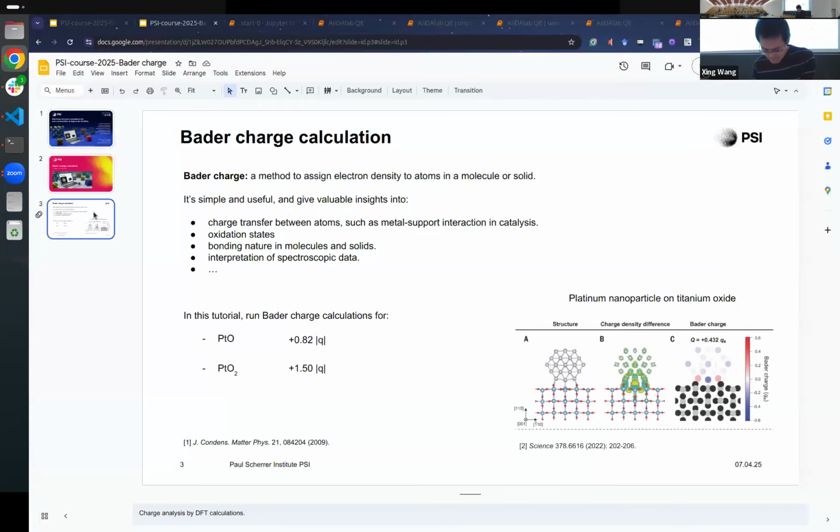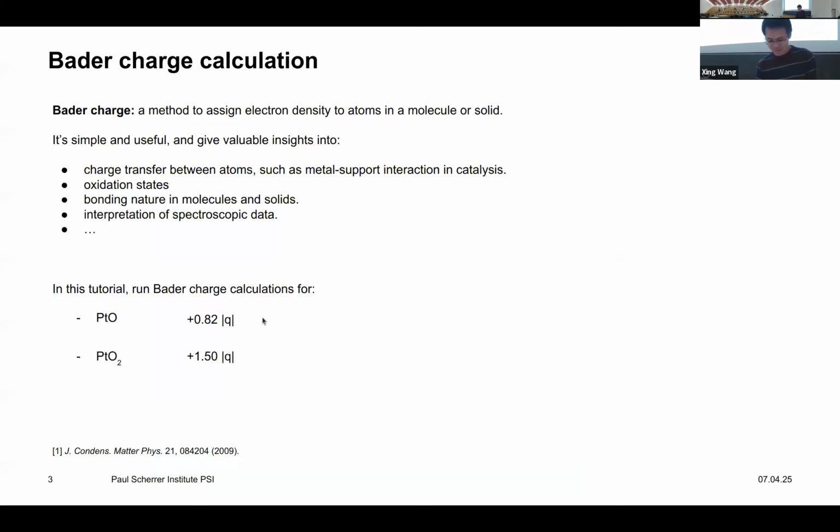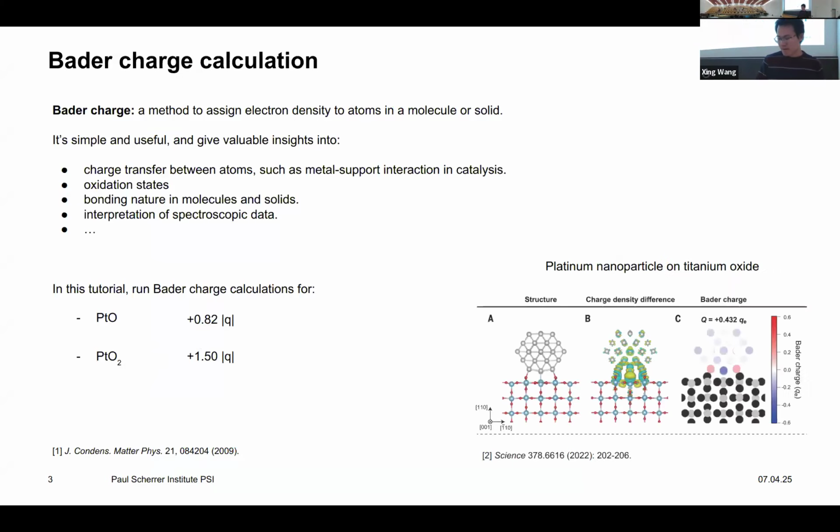Okay, so now we have the result, right? This is for 2+, and this is for 4+. You can see it already gives you some insight about the oxidation state of the species. In reality, in the literature, people can use this charge as a reference to get insight into the oxidation state in the realistic system. Here I show one example.